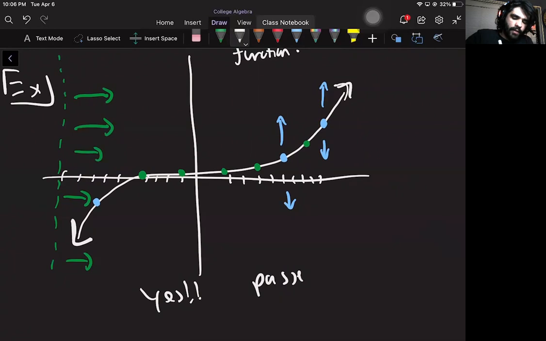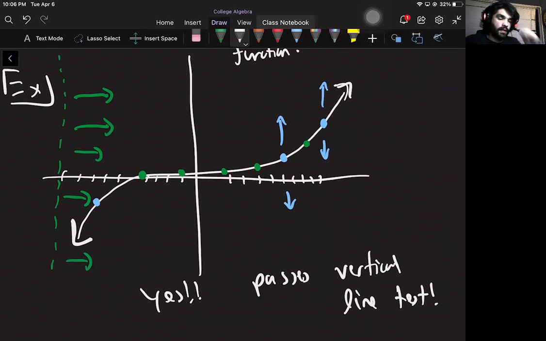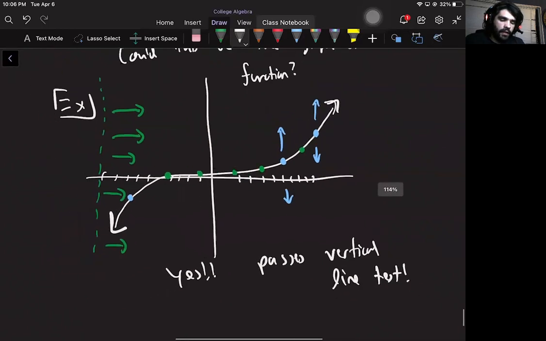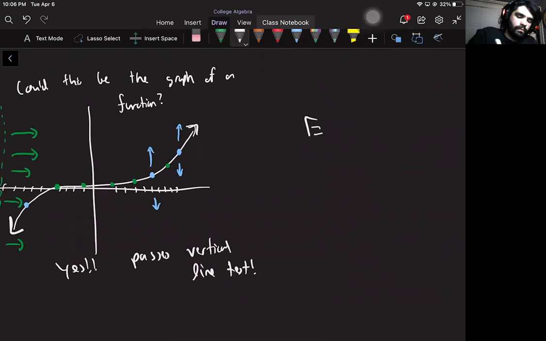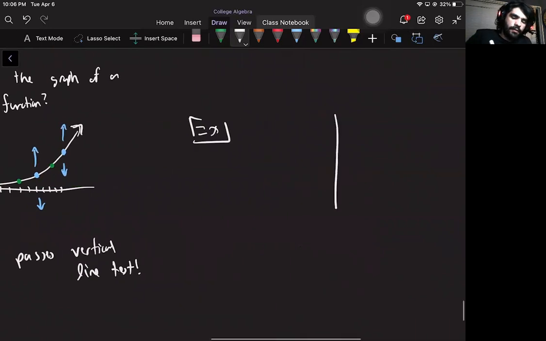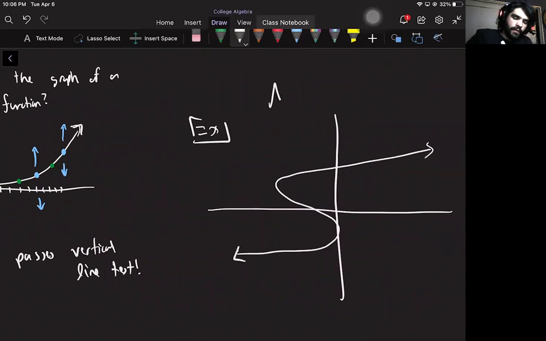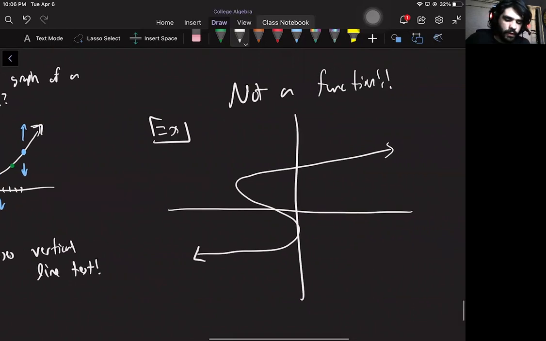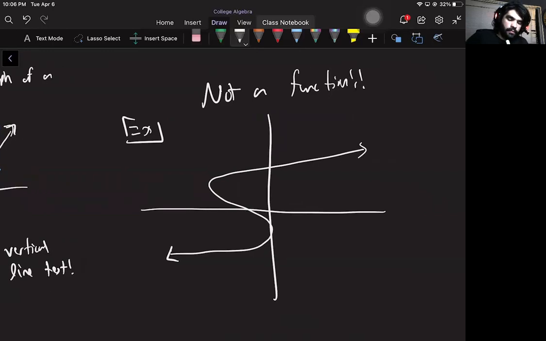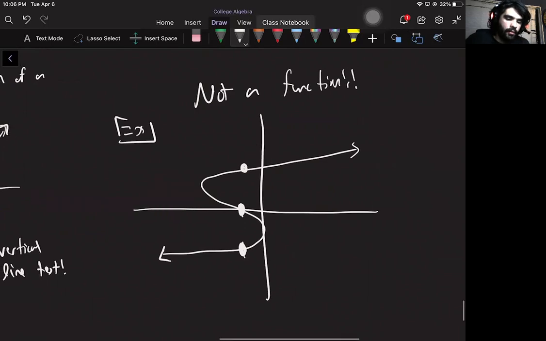So what we say is it passes the vertical line test. Now it's easier to see how this works when you see something that's not a function to compare it to. So let's do that next. So something like this. This is not a function. And that's because it's got a situation like this. It's got many situations like this, but one is enough.